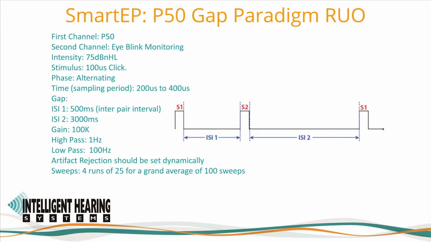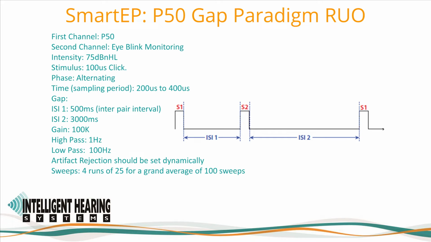Here is a list of general information regarding the acquisition of the P50 response. The most commonly used ISI values are 500 and 3000 milliseconds. Our observations show that ISI2 intervals of 3000 milliseconds can produce repeatable results with minimal subject discomfort and with a reasonable recording duration.